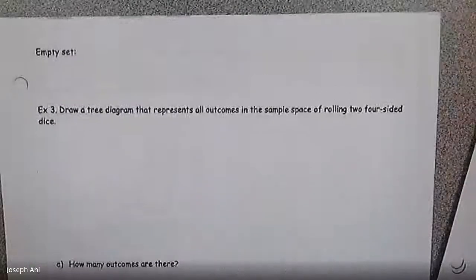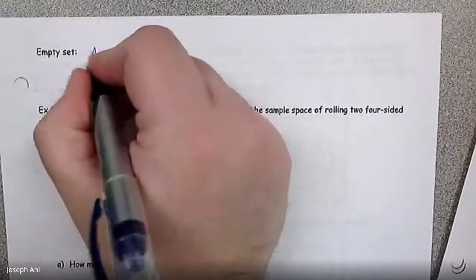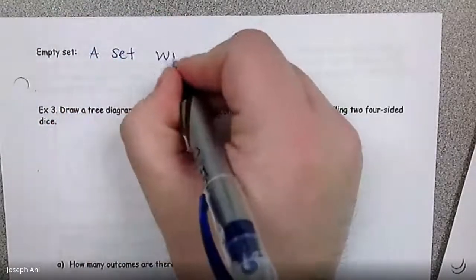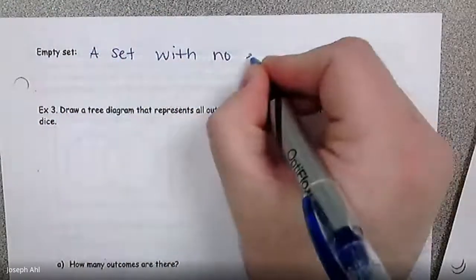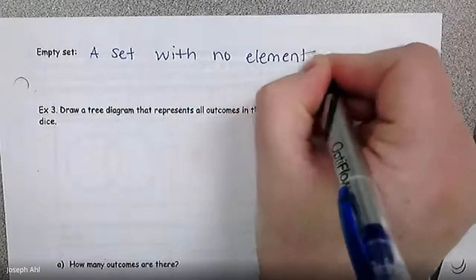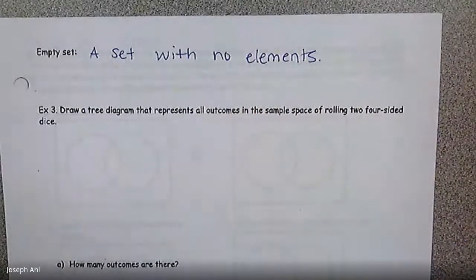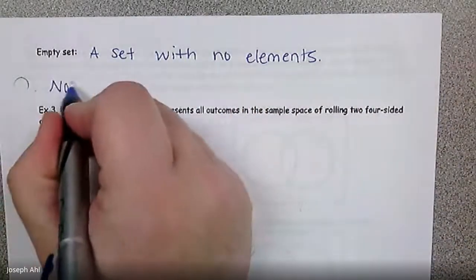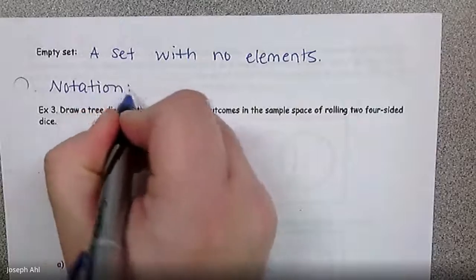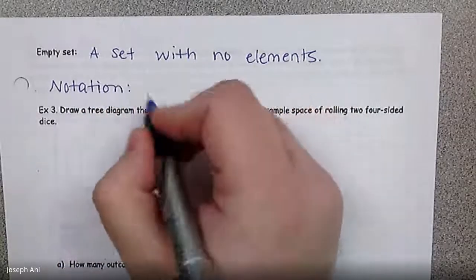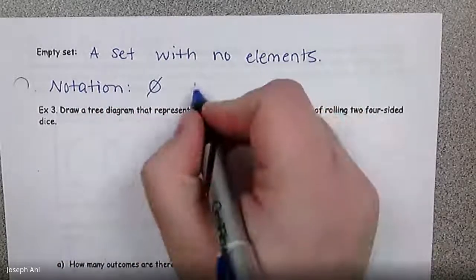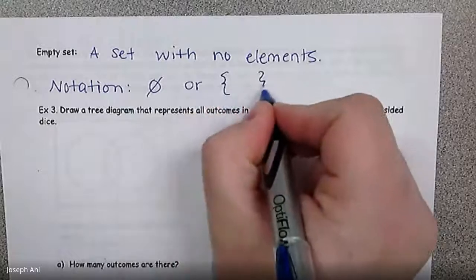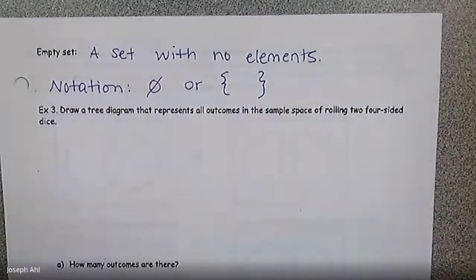If we go to the next page, we see that we have a definition of an empty set. An empty set is a set with no elements in it, which makes sense based on the fact that we're defining it as being empty. We have two different notations, and this is something that we've seen for a long time now. Notation can either be this for empty set, or you can open a curly set of brackets with nothing on the inside.